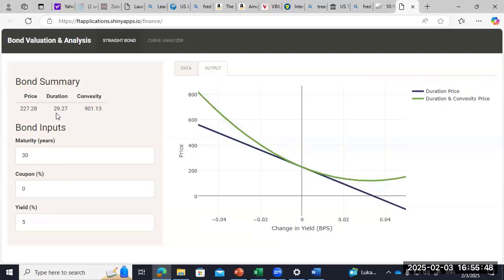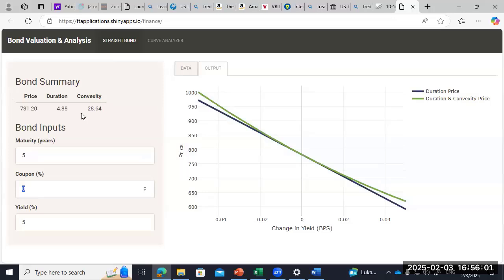The duration of this bond is almost 30 years because it doesn't pay any interest. Its convexity is 900. Is that good? Well, let me show you a 5-year bond. Its convexity is only 28. Not much convexity. How good of a job does duration do on forecasting that bond's price? Does a pretty good job, doesn't it? Pretty good estimate. Not a lot of convexity.